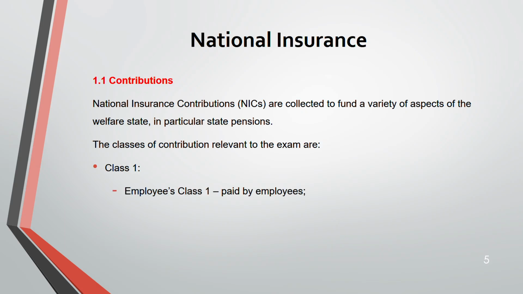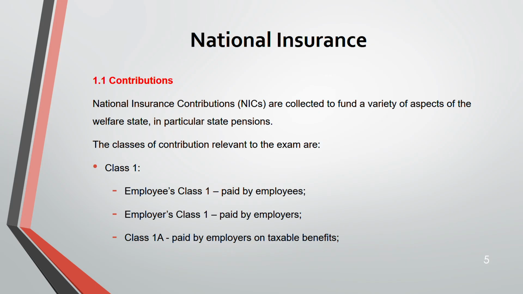Class 1 has two categories: one paid by employees, the other paid by employers. Then class 1A is always paid by employers on the taxable benefits. Remember the lecture where we calculated employment benefits, some 9 to 10 benefits. All those benefits are added together, and on that we pay national insurance. That is known as class 1A, and it is paid by the employer. So employers have to pay two NICs: one, class 1, on the employee's salary, and the other, class 1A. Then class 4 is paid by the self-employed. For class 4, there is only one.